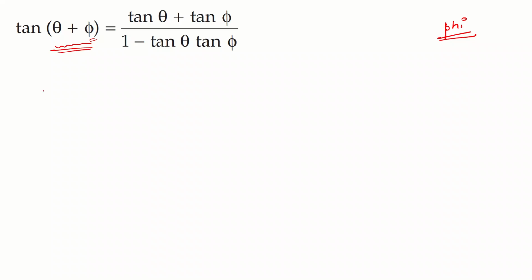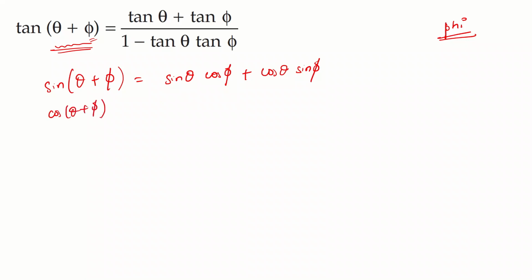Okay, so how we start is we write first of all the two formulas that we already know, but instead of A and B, we will now write theta and phi. So what is sin(theta plus phi)? It is sin theta cos phi plus cos theta sin phi. Just instead of A and B, we have theta and phi. And what is cos(theta plus phi)? Cos(theta plus phi) is cos theta cos phi minus sin theta sin phi.